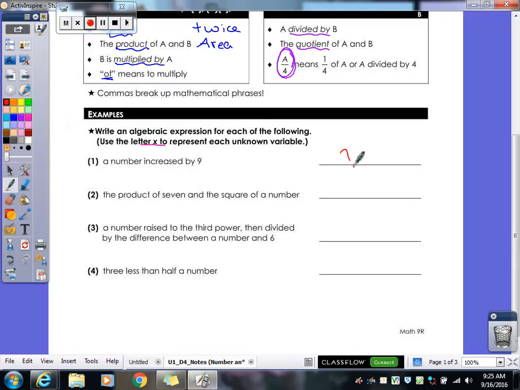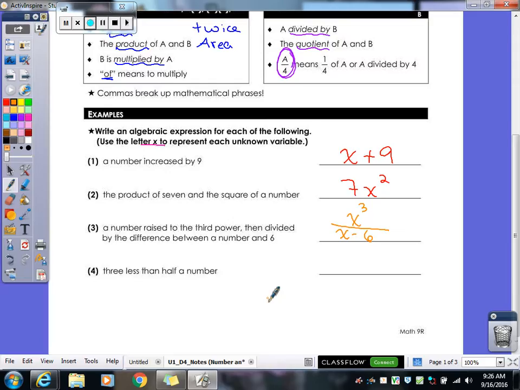First one, a number increased by 9, so x plus 9. As I said, pretty easy. 2, the product of 7 and the square of a number would be 7x squared. Product means we're multiplying, so you're doing the 7 times the x squared. 3, a number raised to the 3rd power, then divided by the difference between a number and 6. So a number raised to the 3rd power would be your x to the 3rd, but it's divided by the difference of a number and 6, so it would be divided by x minus 6.